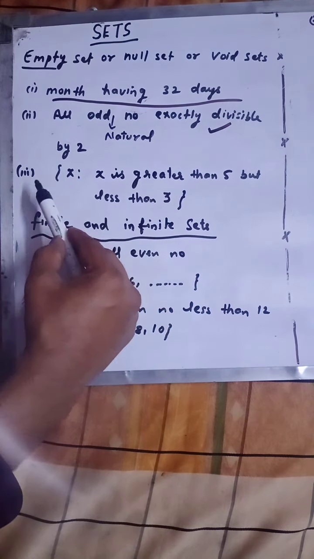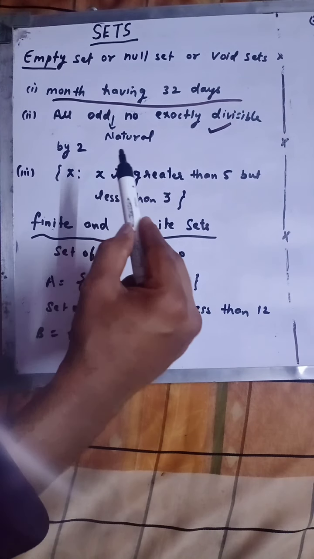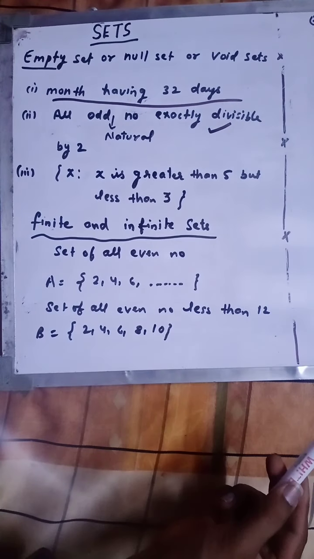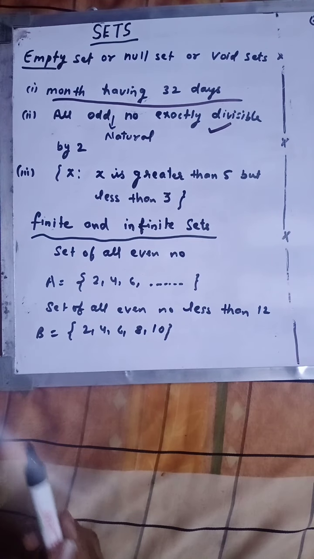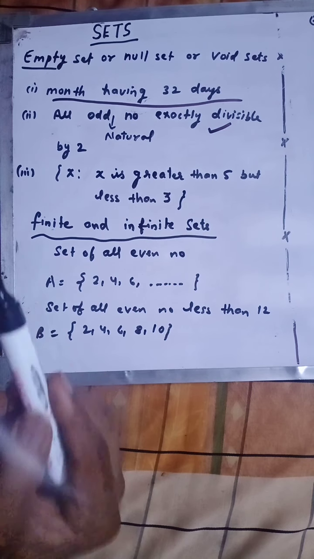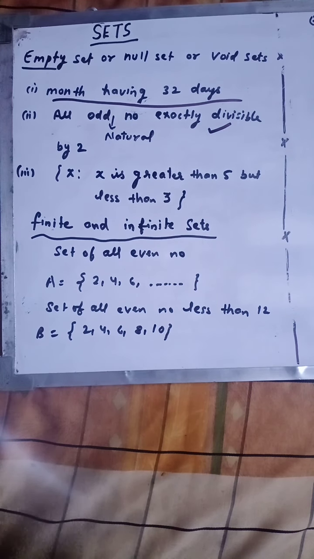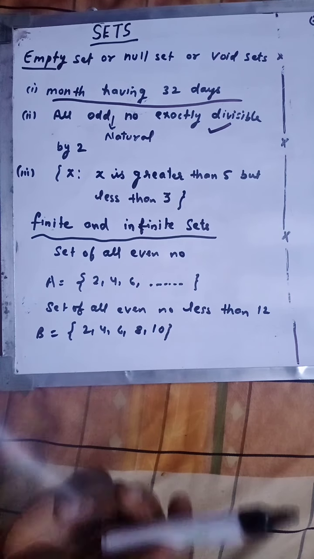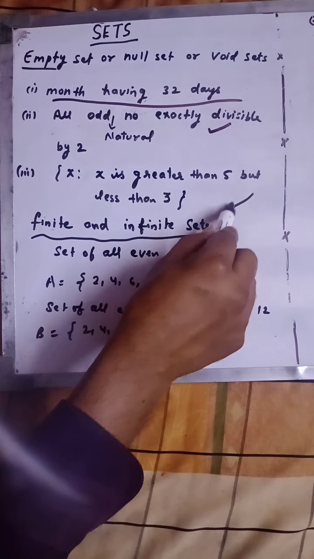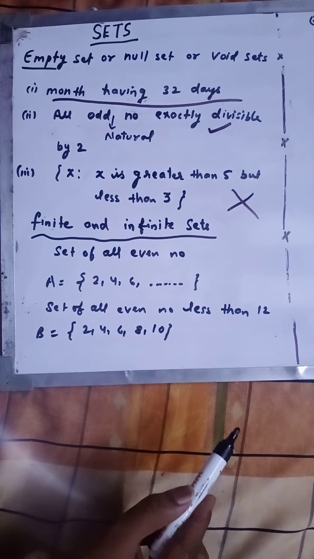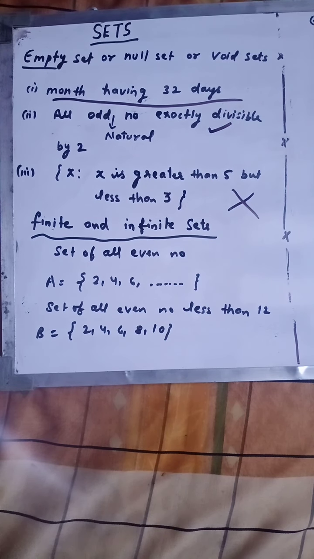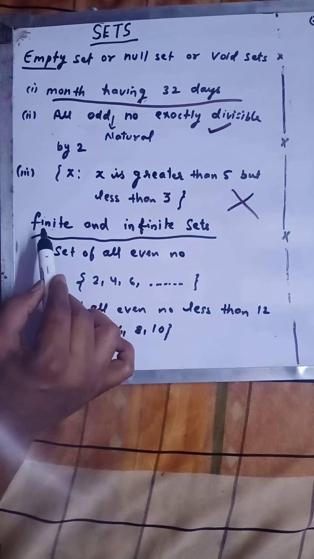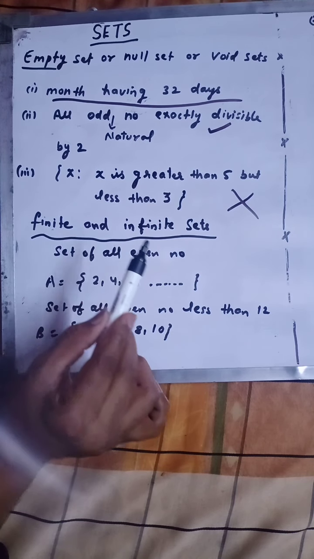The third example here: X is greater than 5 but less than 3. Is it possible? The value of X is greater than 5, that means it may be 6, 7, 8, 9, 10, or these values can be less than 3. No, it is not possible. So it is an example of empty set. Got it? Okay.